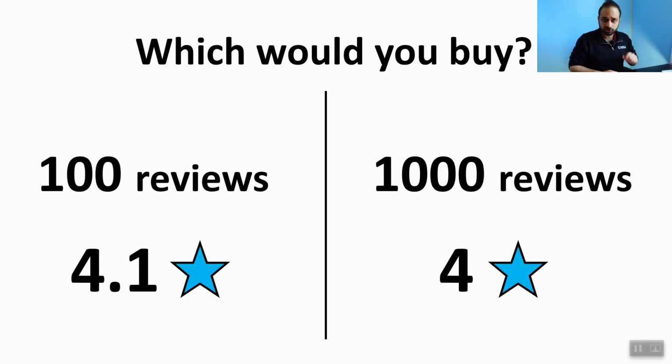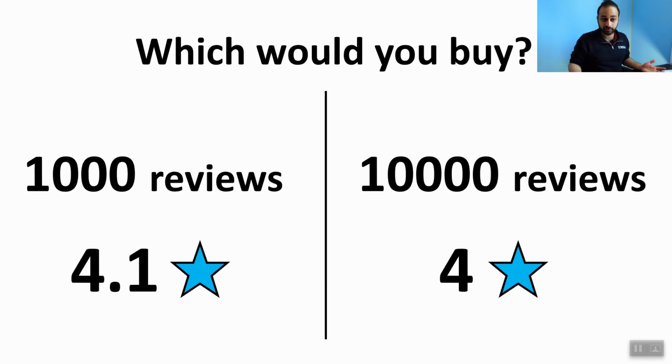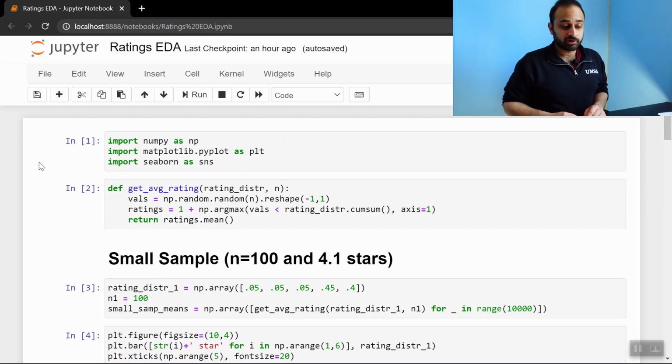Now, hold that answer in your head, and answer this next question. Let's say we changed it so that now we have one product with 1,000 reviews and 4.1 stars, and the other product has 10,000 reviews and the average rating is 4 stars. Does that change your answer at all? So keep these answers in your head, and let's look through a statistical analysis of how to answer this in a more robust fashion.